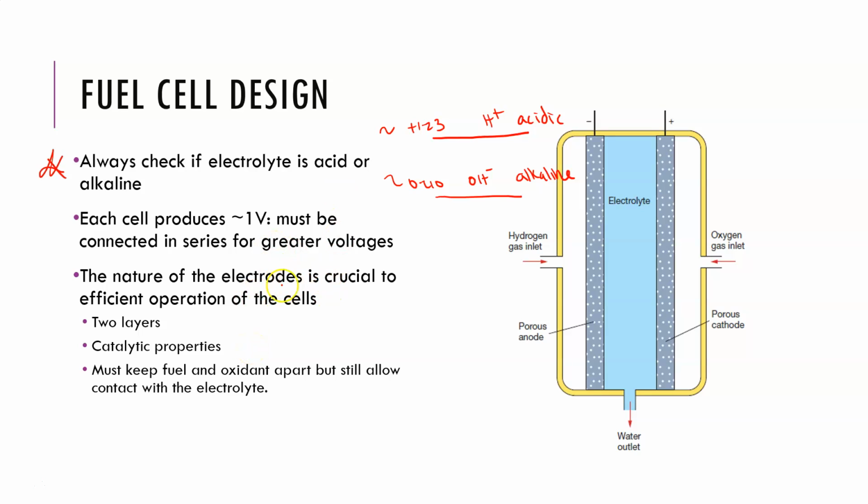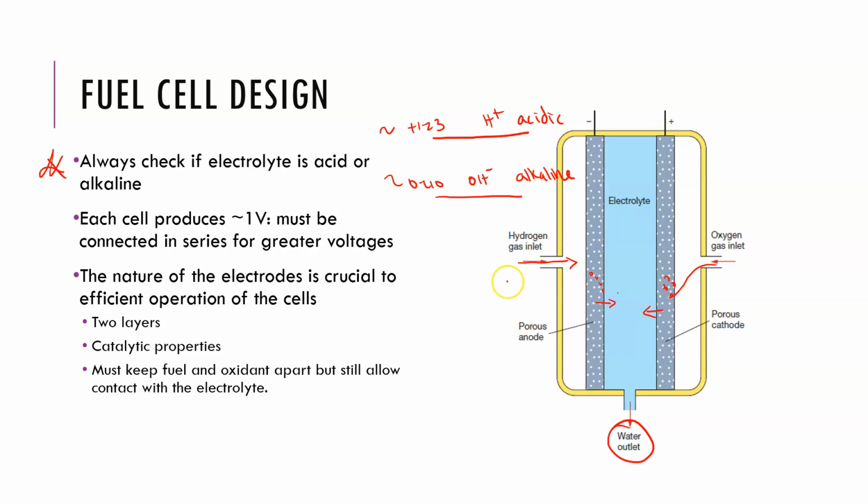And we need to keep the fuel and the oxidant apart, but still allow contact with the electrolyte. So what you'll notice here is the hydrogen comes in one side with the electrode, which is porous, so will allow transfer through here into the electrolyte, and the oxygen comes in the other side and will come in through here. So it means that the two don't come into contact. They will permeate through this into contact with the electrolyte, and then we actually will get water as our output from the cell.